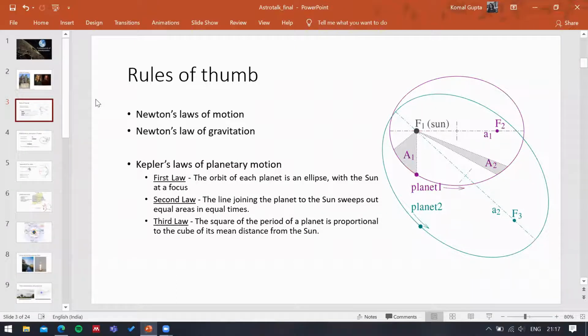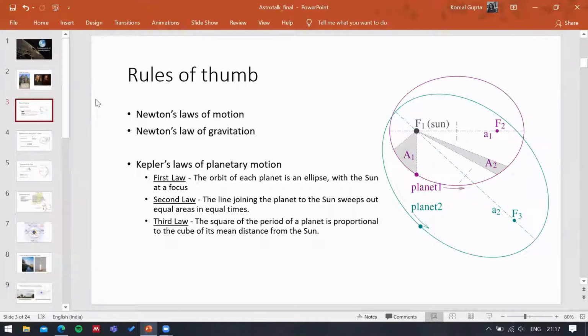a description based on Tycho's observational data. Kepler found that he could fit an ellipse to the observational data, and by fitting that ellipse, he could come up with his laws of planetary motion in 1609.